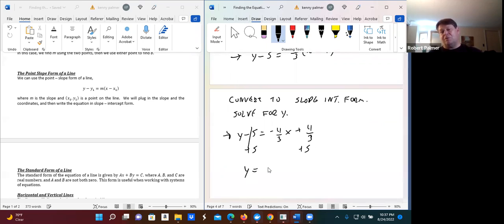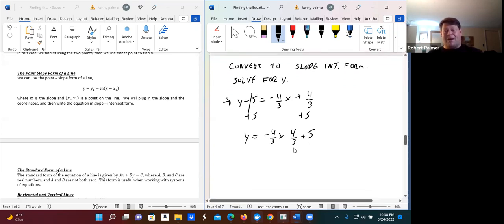So I have y is equal to -4/3 x. Now we have some work we need to do. So we have 4/3 plus 5. Now we don't want to leave it like this. We want to combine these. We want to simplify, because this number here is going to be our y-intercept, and we already know what that should be. So remember, we can write 5 in terms of thirds.